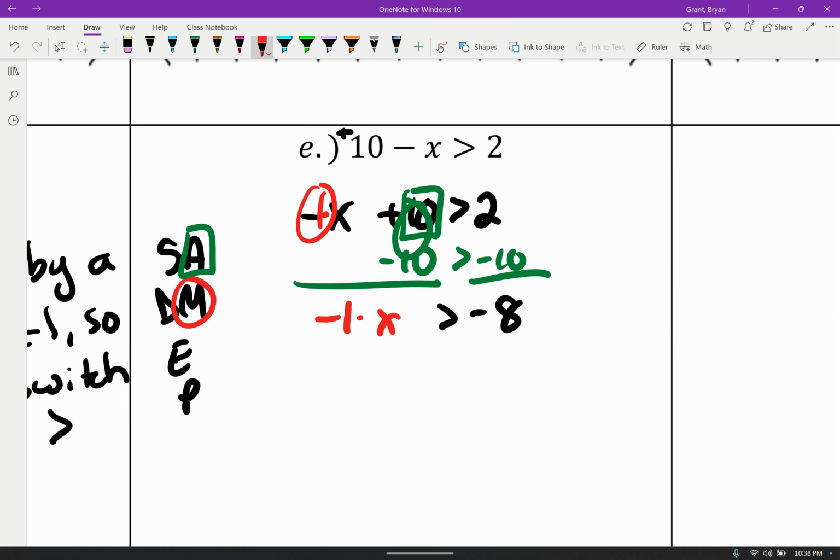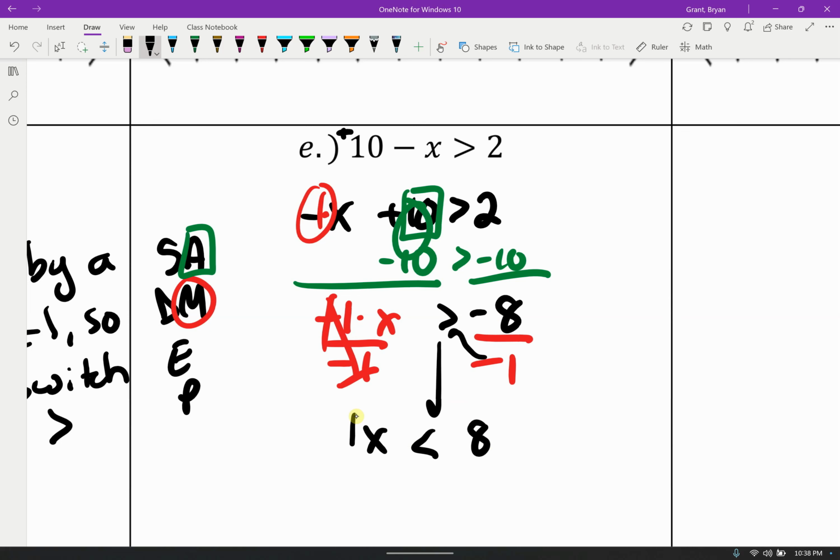Last but not least, let's divide off the -1. And I bet I didn't trick you this time, because we're dividing by a negative. A negative divided by a negative is a positive, but that's not the important part. We divided by a negative, we better switch that sign so it becomes a less than sign.